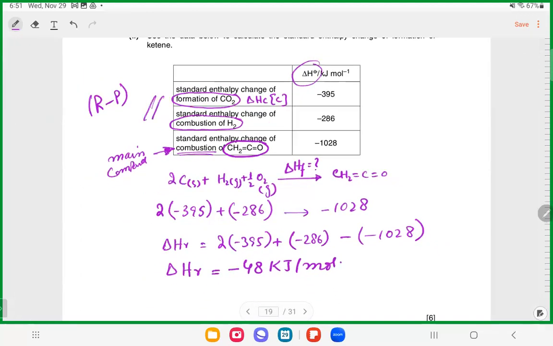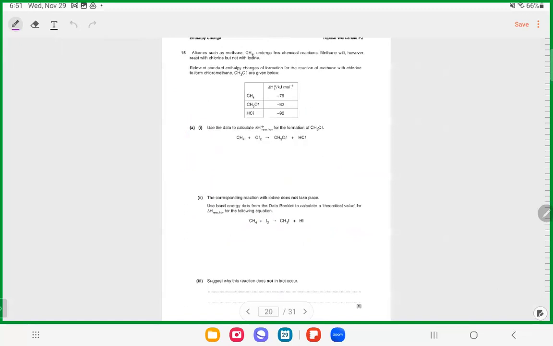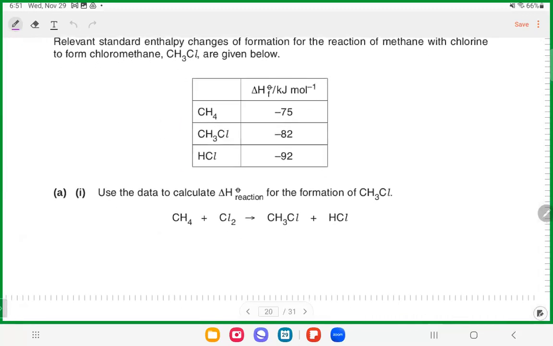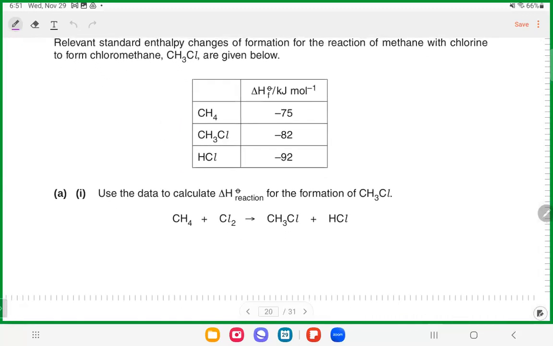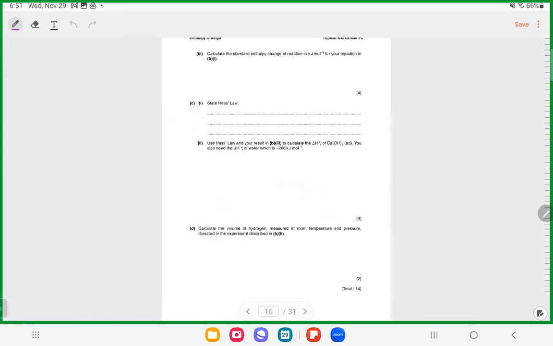This was an important point. Is it clear? Combustion of carbon is the formation of carbon dioxide. Don't trust carbon dioxide and this one. As you can see, it's easy to do. I'm not going to do all the questions now. You have to do it.